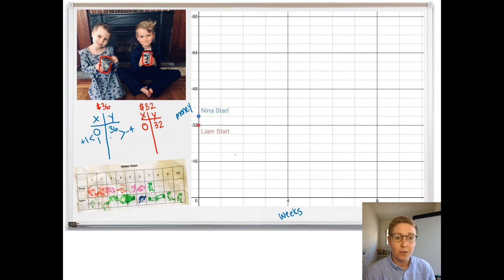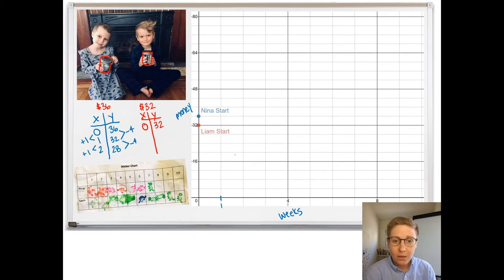36 minus 4 is 32. If she continues at a constant rate, that would mean for every one more week that goes by, plus one, change in X is one, she would reduce the amount of money or go down by $4. Now she's got $28. She could continue reducing her amount of money every week at a constant rate, and it would look like this. After 1 week, she's reduced from 36 to 32.